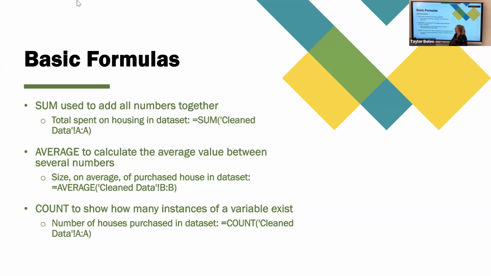So average just calculates the mean or the average value between several numbers. Say we want to look at the size on average of a purchased house in the data set, you would go equals, average, go to your clean data, and then select column B, which should be the size. And then you can also do the count, to show how many instances of a variable exist. So for example, we can look at the number of houses purchased in the data set. So you would enter the equation equals count, clean data, column A, which is our price column.